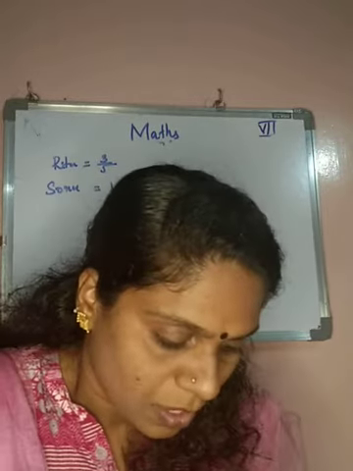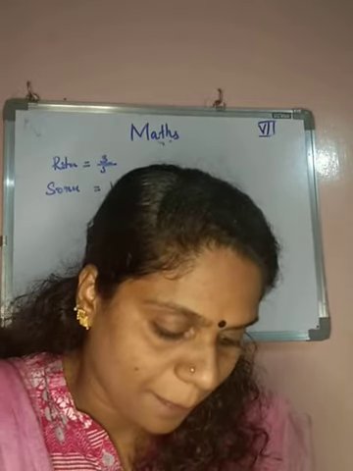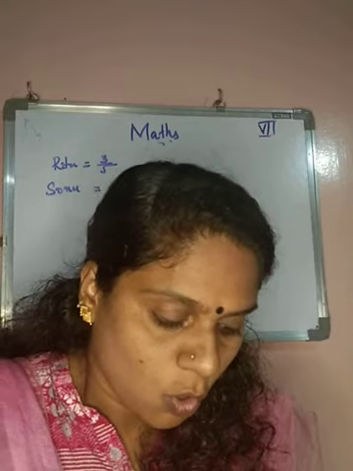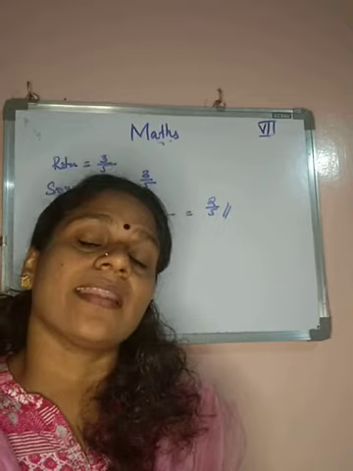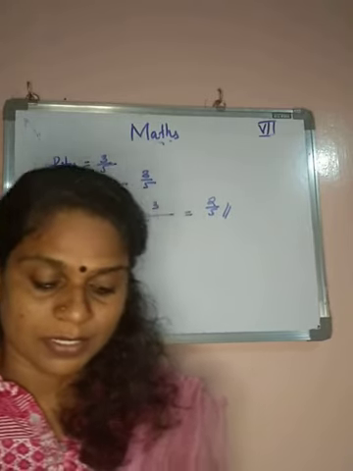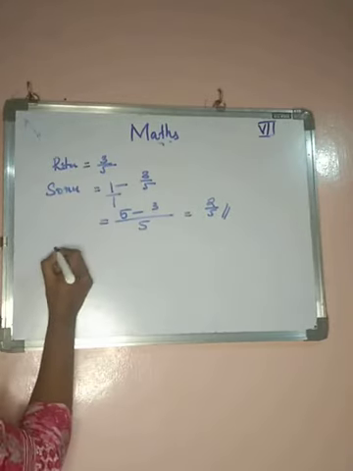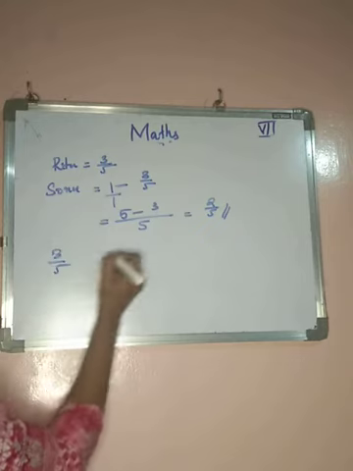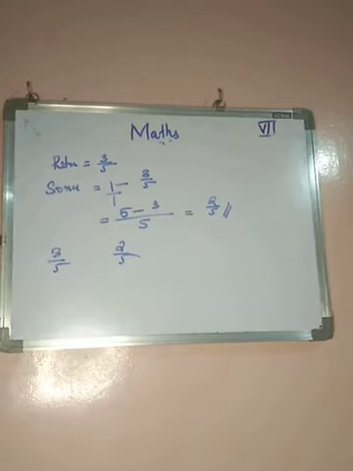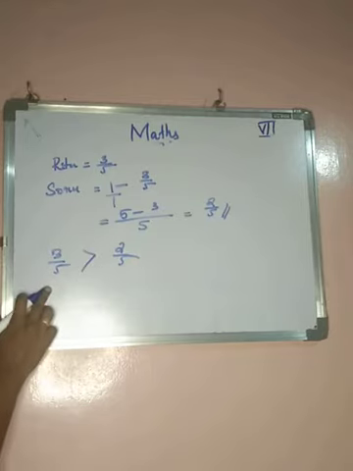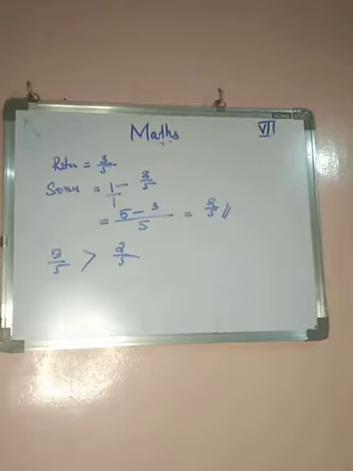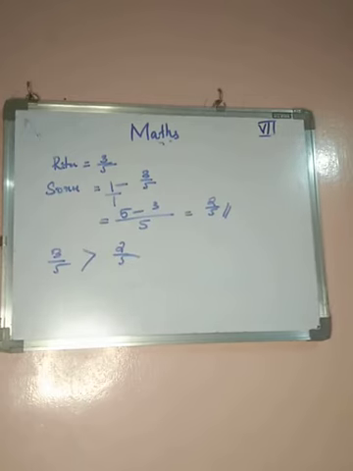Okay. How much part of the apple did Sonu eat? Who had the larger share? By how much? Who ate more? So 3/5 or 2/5, which one is greater? This one is the greater. 3/5 is greater. Ridu ate more apple. Ridu had the larger share by how much?